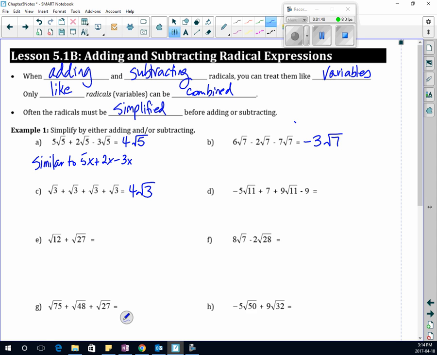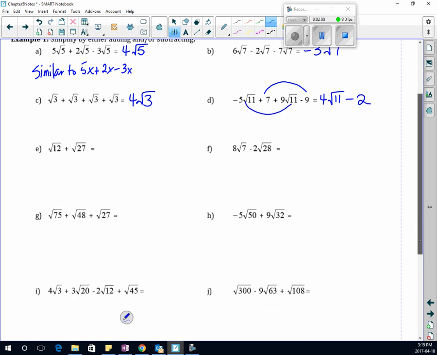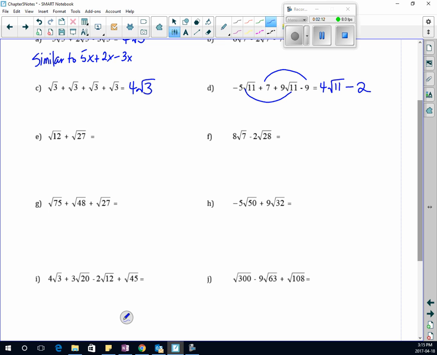Okay, so the next one has terms that have a root 11 in it and some that don't. So make sure you're only combining the like radicals. So for instance, you can only combine negative 5 root 11 and a 9 root 11, which would give you a 4 root 11. And you can only combine the 7 and the minus 9, which gives you a minus 2. You cannot put that together. It's like saying 4x minus 2. Can you combine 4x minus 2? No, that's the answer, right?